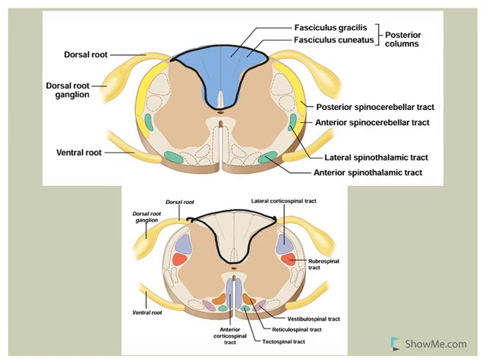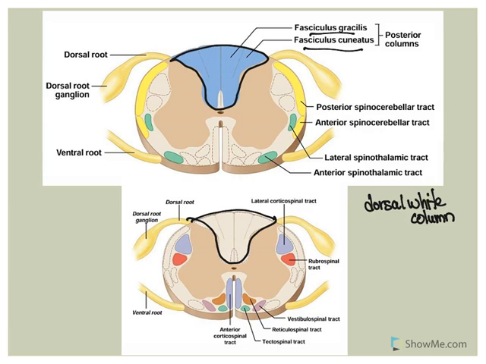So the dorsal white column, or you can call it the posterior white column, you have to include the term white. You can't just say posterior column. So it's either dorsal white column or posterior white column. Doesn't matter. It has only ascending tracts, and these are the tracts that they have in there.